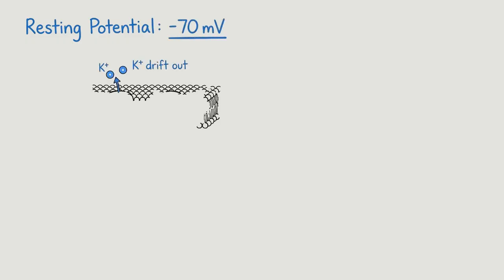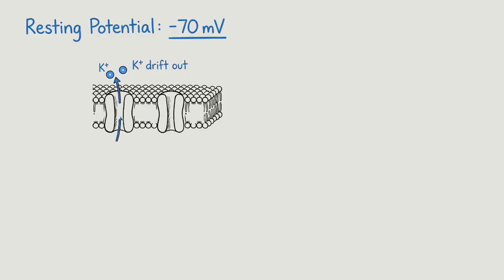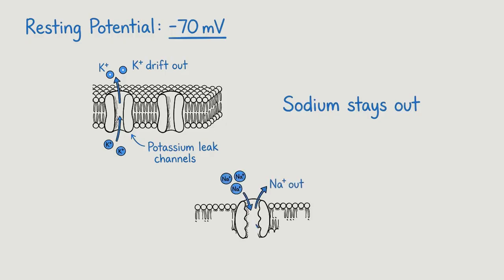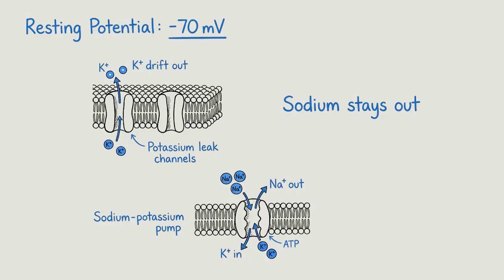This resting potential exists mainly because potassium leak channels let potassium drift out, leaving negative charge behind. Sodium mostly stays out. A sodium-potassium pump uses energy to maintain these gradients, but the leak channels create most of the voltage.